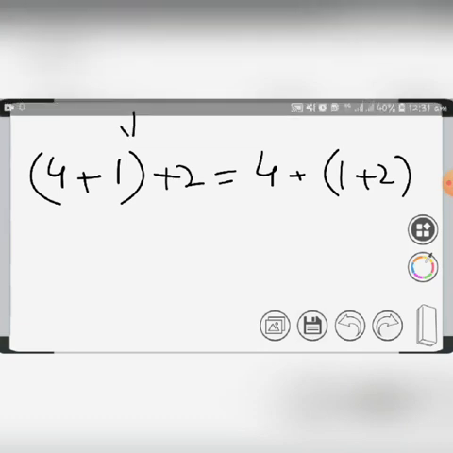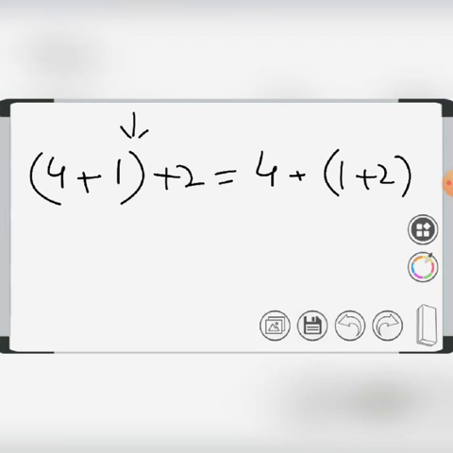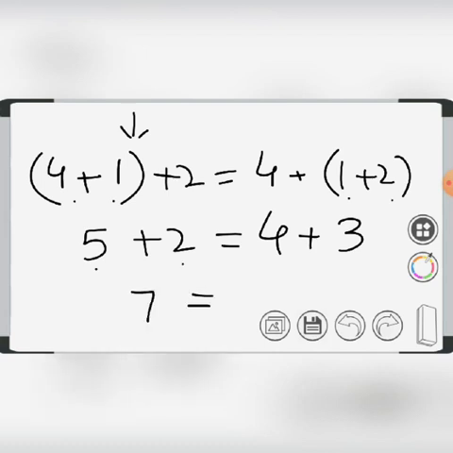First, we will solve this part. 4 plus 1 is 5, plus 2, 4 as it is. 1 plus 2 is 3. Now we will solve. 5 plus 2 is 7 and 4 plus 3 is 7. Hence proved the associative property for one-digit numbers.